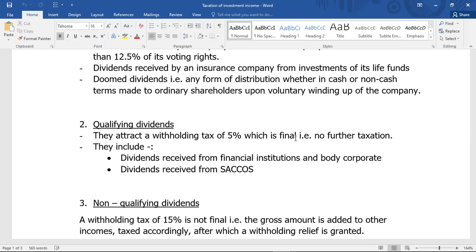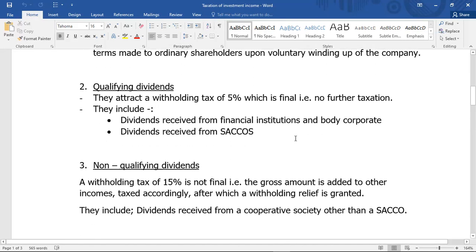You will not go anywhere and find KRA calling you to tell you that you received some dividends from a given organization. No. Those dividends which are already declared to individuals are final. They don't attract any further taxation.